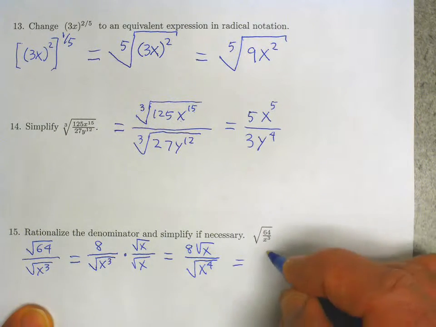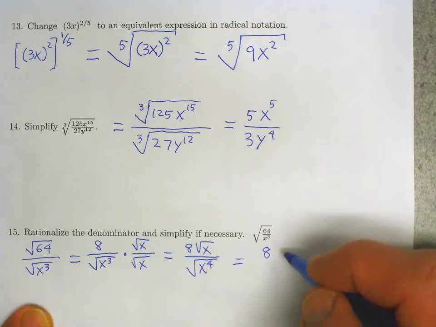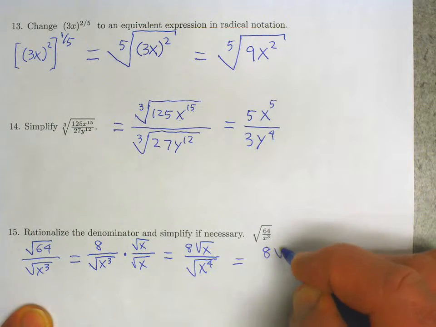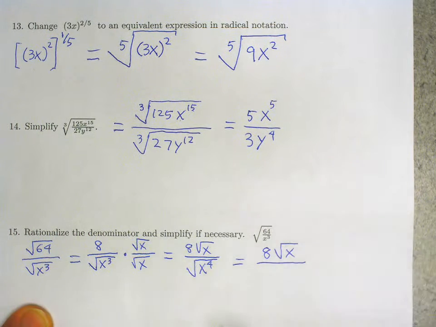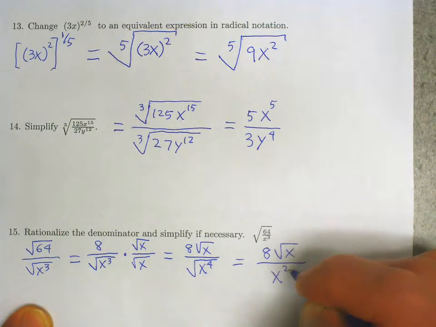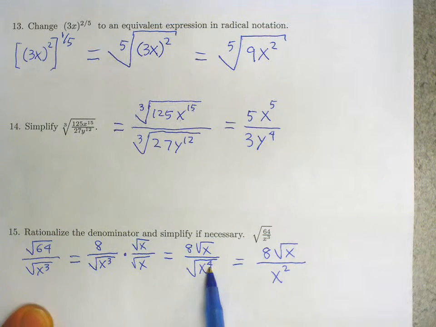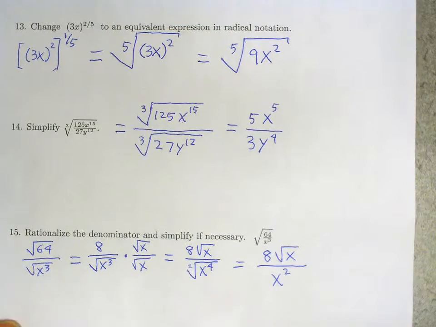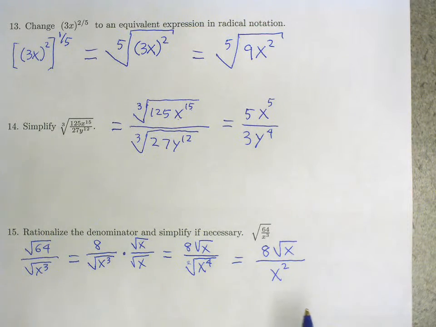And then finally, we get our simplified expression. In the numerator, 8 times the square root of x. In the denominator, the square root of x to the fourth is x to the second, because the exponent 4 divided by the index 2 is 2. So now we have a rationalized denominator that doesn't have a square root in it.